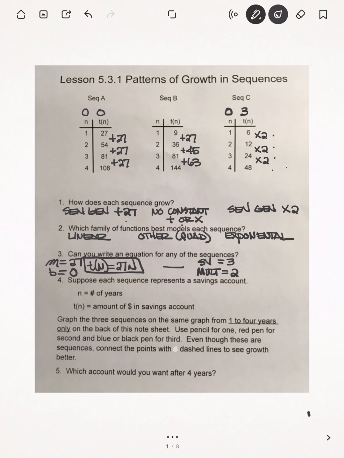Okay, now this is an exponential equation. So I'm going to say t of n equals my starting value, which is 3. And what do I do each time? I am multiplying by 2, and I am raising that to the nth power.